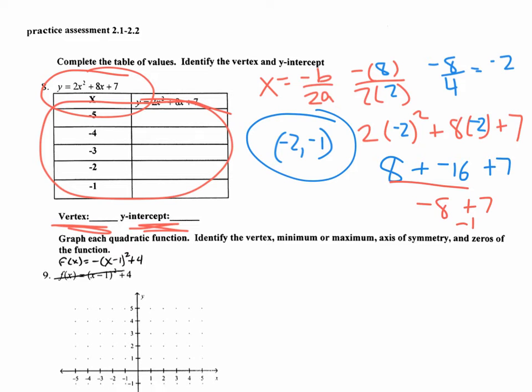How about the y-intercept value? How do you find a y-intercept value? You simply plug in 0 for x and solve. Okay, so let me plug in 0 for x.